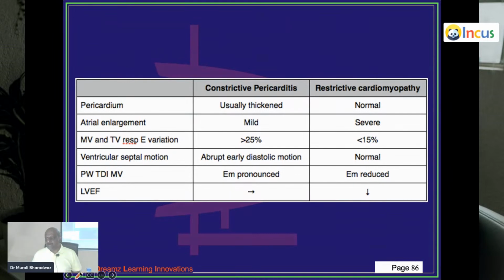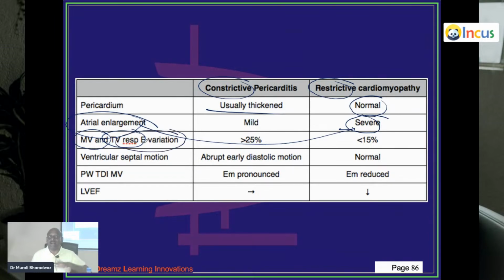One of the favorite questions of the examiner: doctor, what are the differences between constrictive and restrictive cardiomyopathy? If you look at the pericardium, it's normal in restrictive cardiomyopathy, because all the problem is within the myocardium's ability to stretch. Constrictive means the myocardium is okay, but the surrounding pericardium is thickened. Atrial enlargement is very severe in restrictive cardiomyopathy. The mitral valve and tricuspid valve typically will show regurgitation.